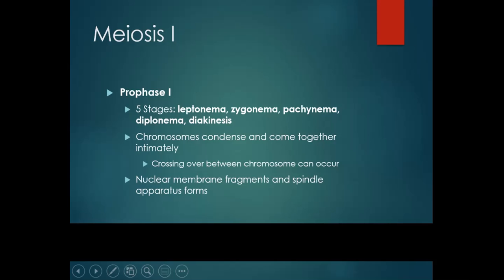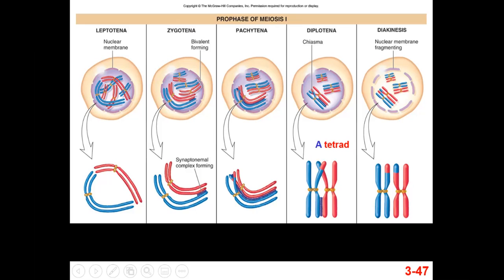Crossing over can occur between those chromosomes, and the nuclear membrane is going to fragment, and the spindle apparatus is going to form in this stage of prophase. So let's look briefly at those 5 stages of prophase. What happens in the first of those stages, the leptotene, is that the chromosomes are going to condense, and they're going to start to find each other.